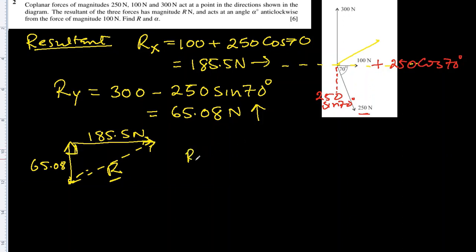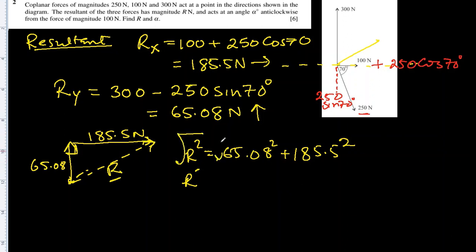So R square equal to 65.08 square plus 185.5 square. We can square root both sides, and R comes out to 196.58. To three significant figures, that will be 197 newtons. Now alpha is remaining.